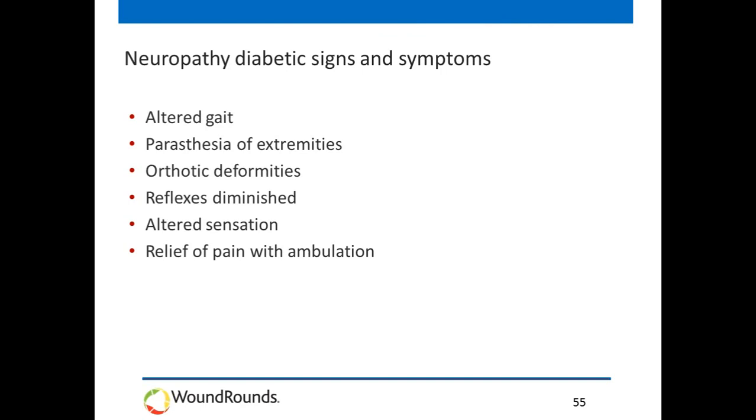Some of the signs and symptoms are going to be an altered gait, paresthesia of the extremities, orthotic deformities, and pressure points that develop and have repeated trauma. With the altered sensation, they're not even going to feel what's going on because of the neuropathy they have.